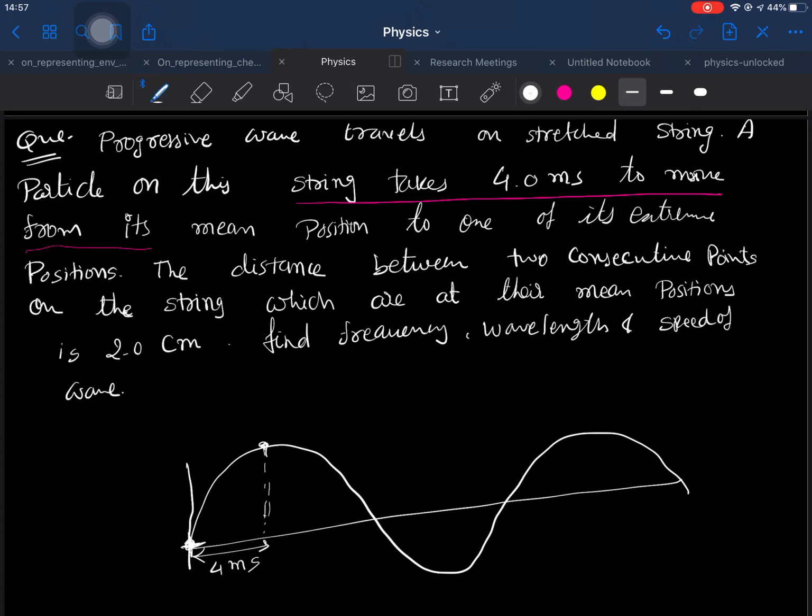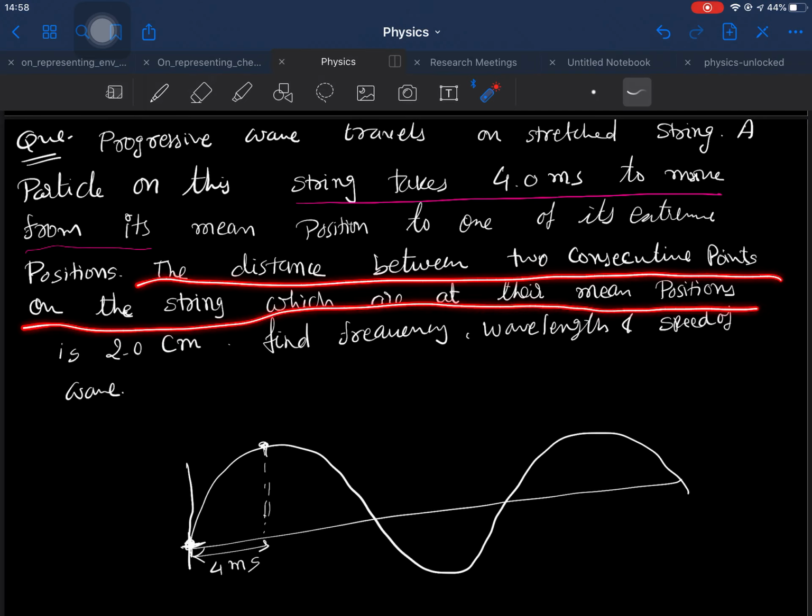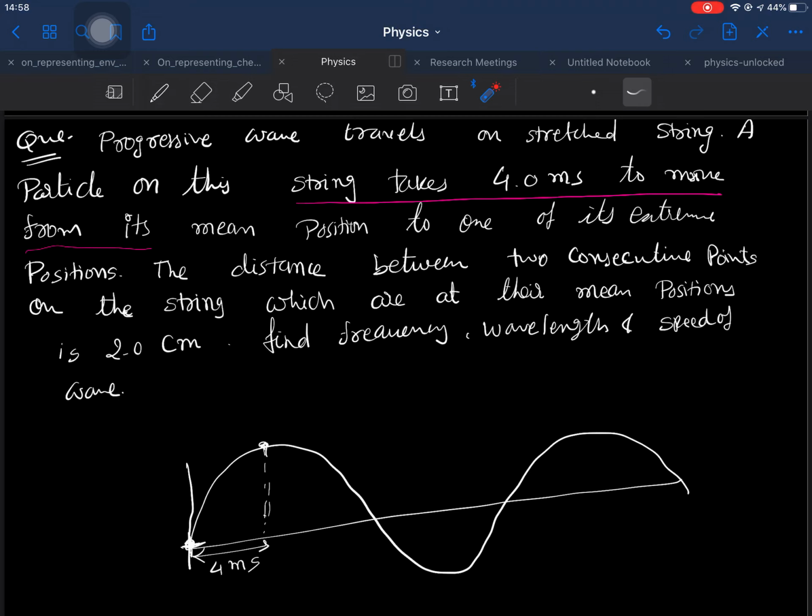The distance between two consecutive points on the string which are at their mean positions is 2 centimeter. So they are talking about this distance. Let's suppose this one is this one. I'm taking these two points as consecutive points of mean position. You can take any pair of them, but just to separate it from the previous case I'm doing it here. So this is 2.0 centimeter.